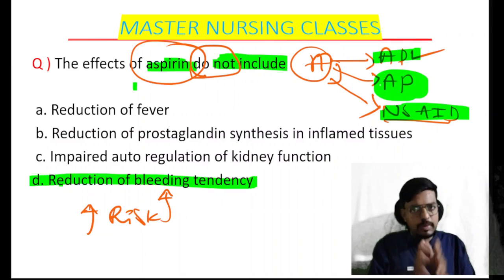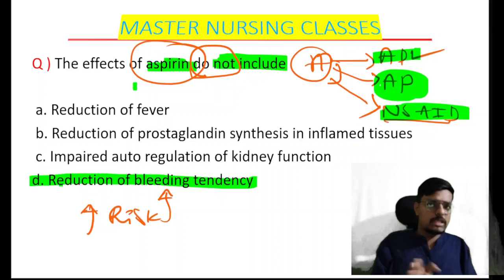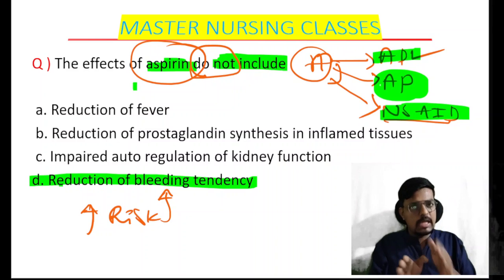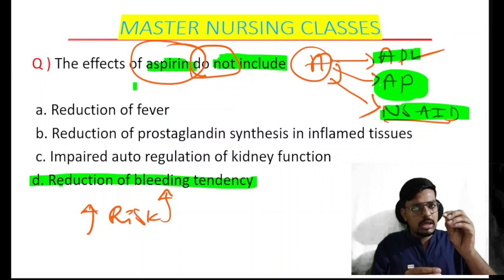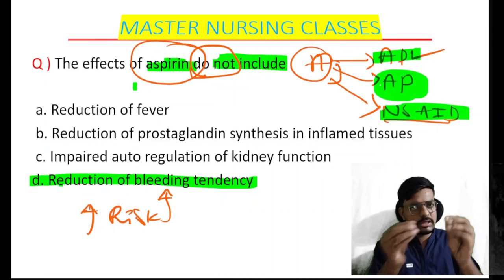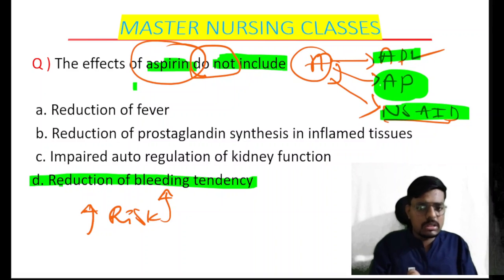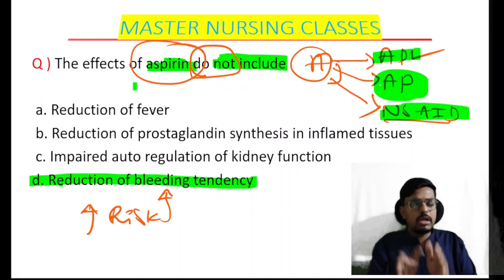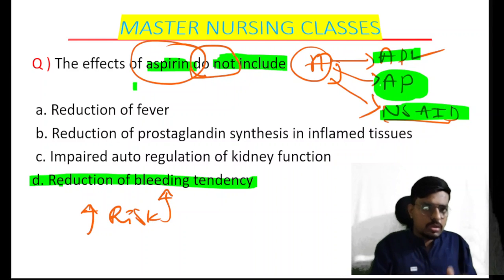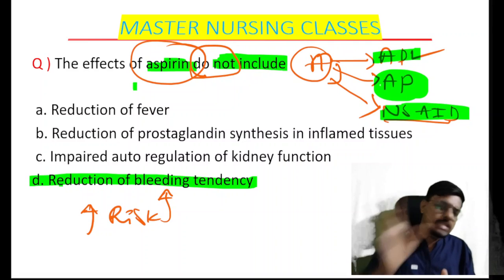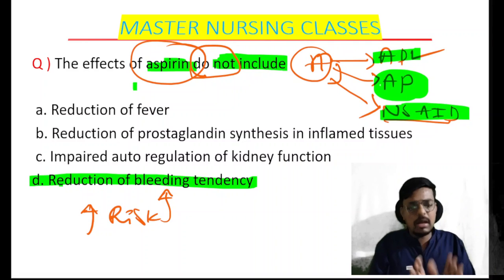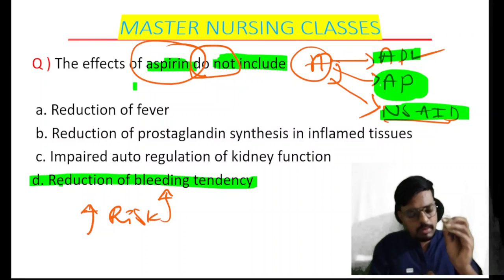Okay, so aspirin's chemical name is acetyl salicylic acid. As it is an acid, an overdose of aspirin may lead to metabolic acidosis, because aspirin is an acidic drug. Okay, hope the concept is clear, and five more questions on aspirin will be helpful for you all.